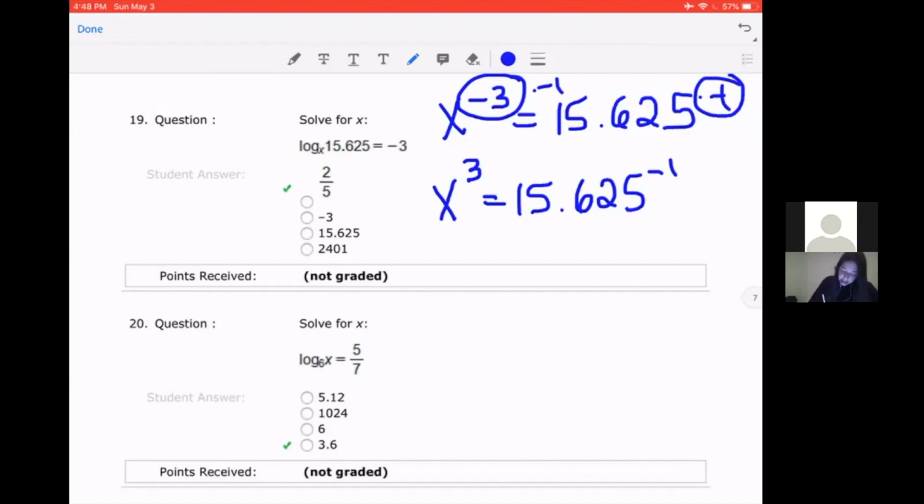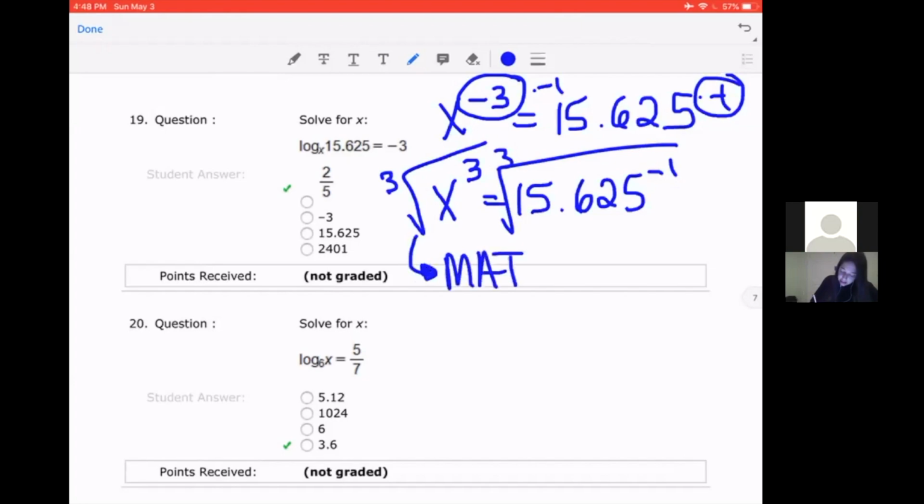So now how do I get x alone? I cube root. And remember, where is that cube root found? It's in the calculator under the math button. Okay, guys?